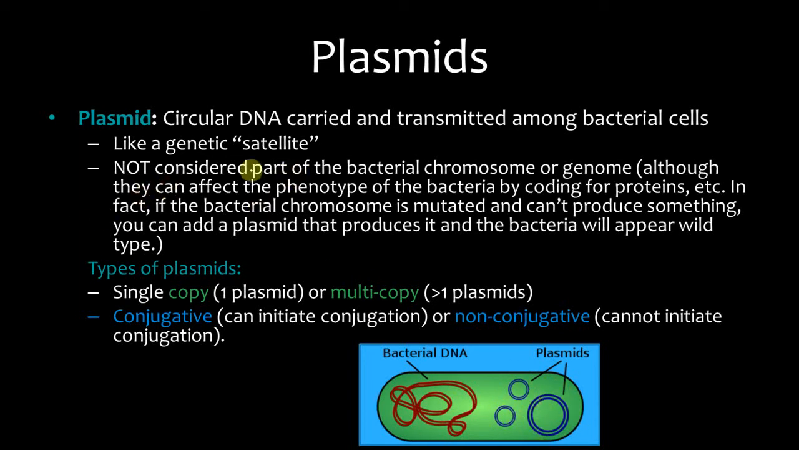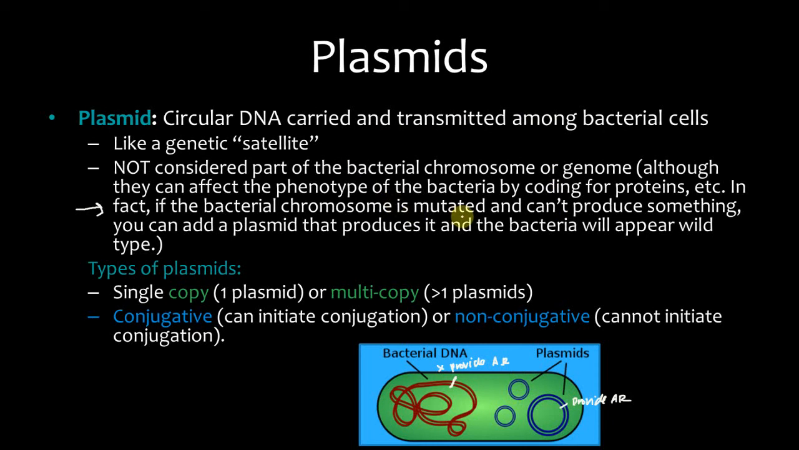Now, they are not considered part of the bacterial chromosome or genome, which you can see, it's not in the bacterial DNA, although it can affect the phenotype of the bacteria by coding for proteins, etc. In fact, this is something that you should definitely know. If the bacterial chromosome has a gene that does not provide antibiotic resistance, but this plasmid has a gene that provides antibiotic resistance, then this entire cell will be antibiotic resistant.